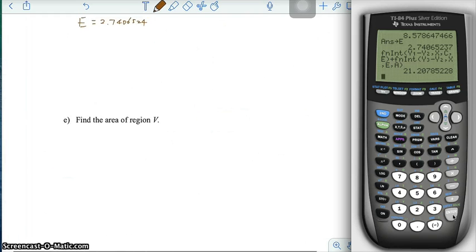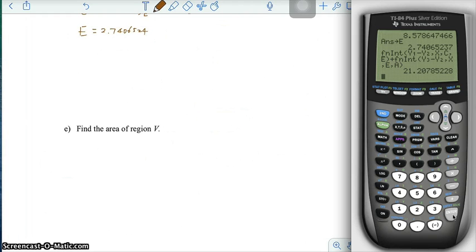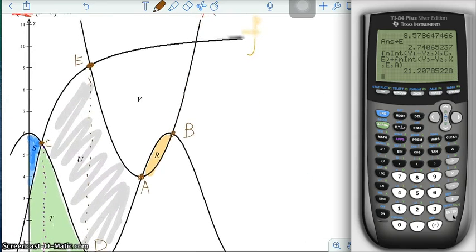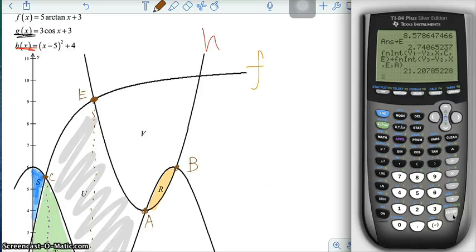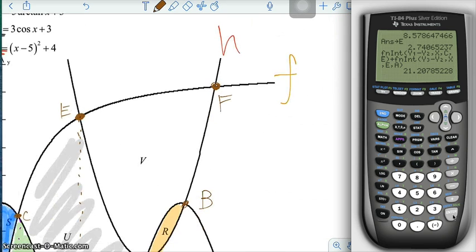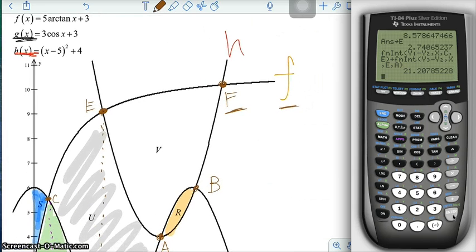Okay, we have one last one, region V. Let's go ahead and find region V. Region V is right here. It is actually not that difficult. We just need to find one more intersection, A, B, C, D, E, F. Let's do capital F. Don't get confused, capital F, lowercase f. This one is the intersection between H and F again, but at a different point. So we're going to find this entire region.